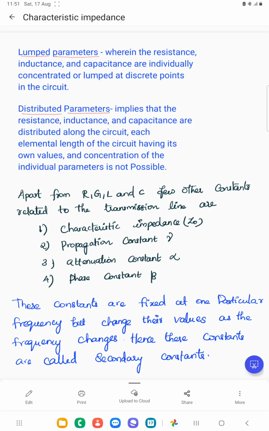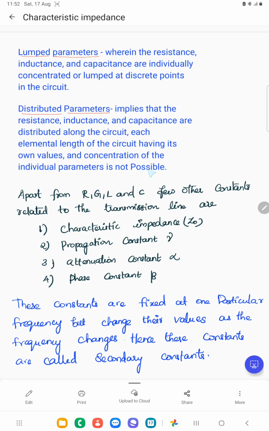Dear students, today we are going to discuss the primary constants and secondary constants of the transmission line. Before that, we should know the difference between lumped parameters and distributed parameters. Lumped parameters are resistance, inductance and capacitance values which are individually concentrated or lumped at discrete points in the circuit, right? So whatever we studied in circuit theory, those circuits and the parameters used are lumped parameters.